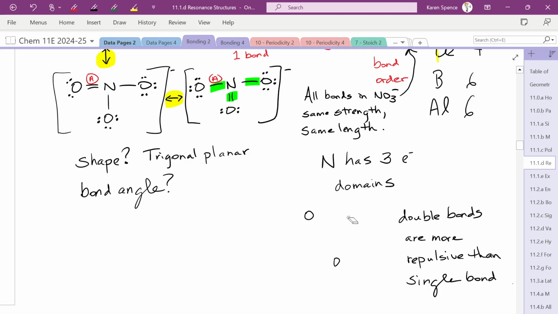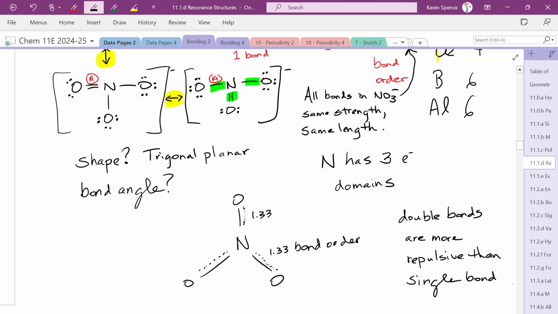What we actually have is N-O, O, O. And you could draw it like this. And when we draw something like that, we just leave off the lone pairs because we cannot accurately depict the lone pairs. Okay? There's a 1.33, 1.33 bond order. And this angle here is 120 degrees, and this is 120 degrees, and this is 120 degrees. Yay. How are we feeling about that?